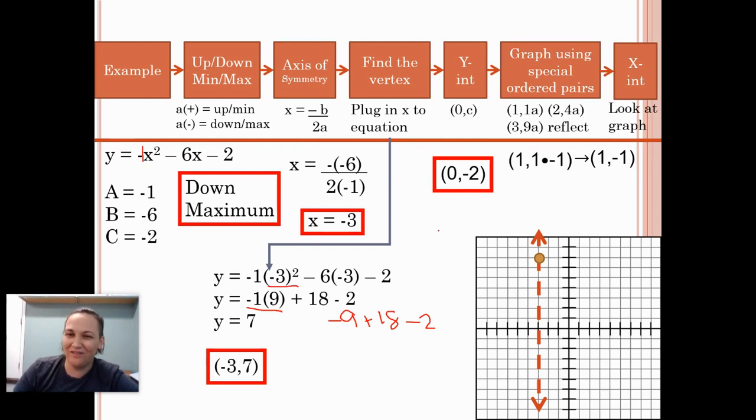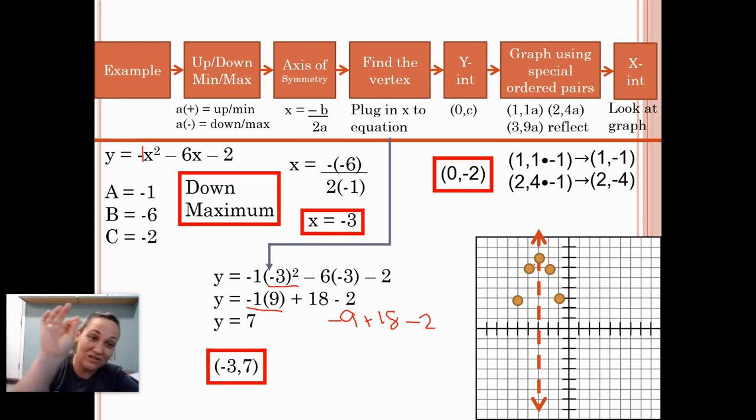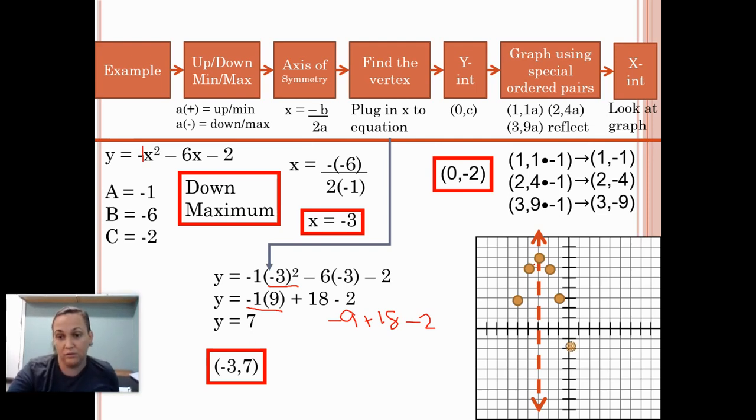Don't forget to put your pencil on the vertex. So pencil on the vertex, right 1, down 1, and reflect. Pencil back on the vertex. My next special ordered pair is right 2, down 4. Go back up to that vertex. So always restart with your pencil on the vertex. Pretend like the vertex is the origin now. It's your new starting point. My final special ordered pair, which I can definitely fit on this graph, is 3, -9.